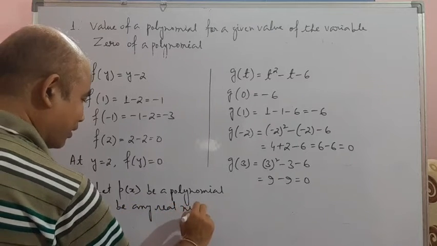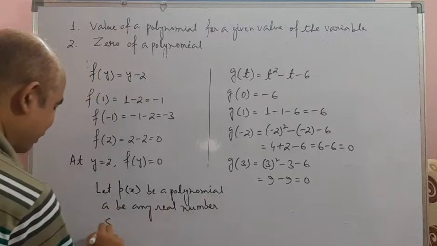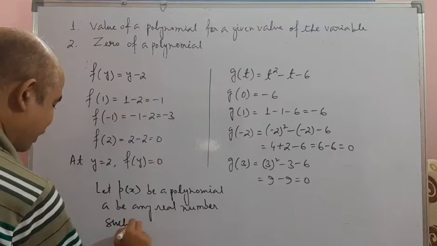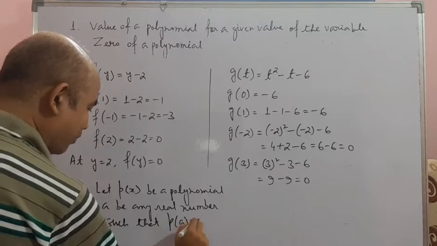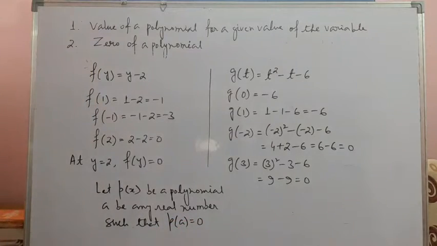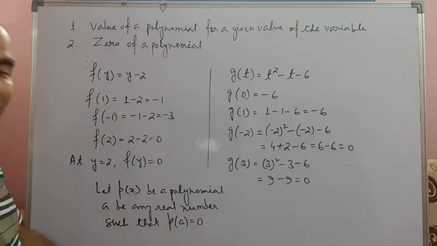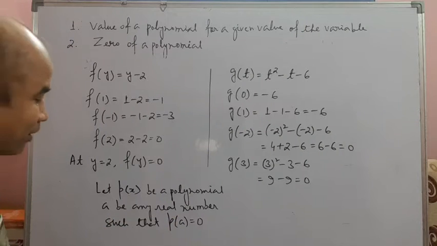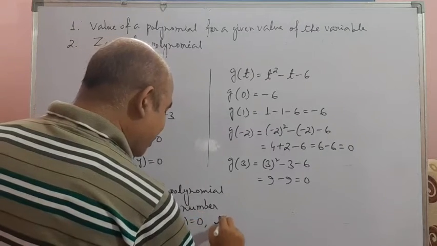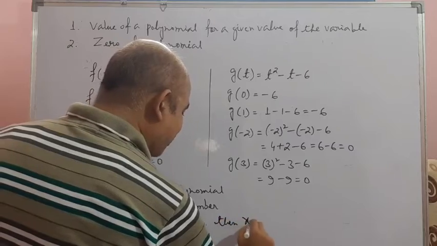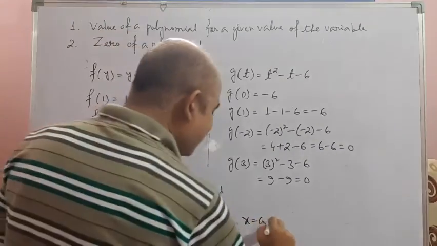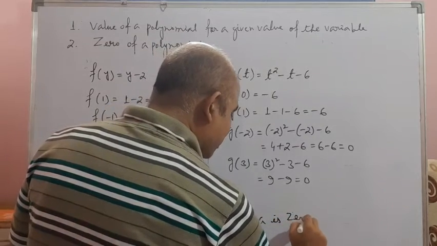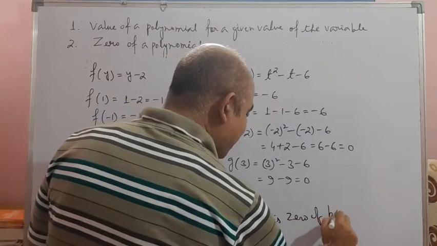Small a is supposed to be a real number such that when you put a in place of x, that means p(a), it is 0. As soon as you put this, it becomes 0. Then we say that for x equal to a, the value of the polynomial p(x) is 0.